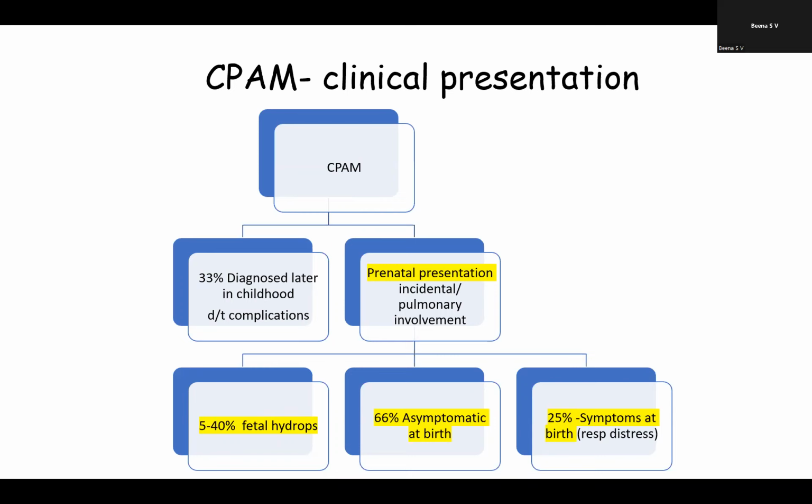Bronchogenic cyst and small air pocket. How to differentiate? A bronchogenic cyst is not seen as an air pocket. It presents as a mediastinal mass, not like a CLE or a CPAM.